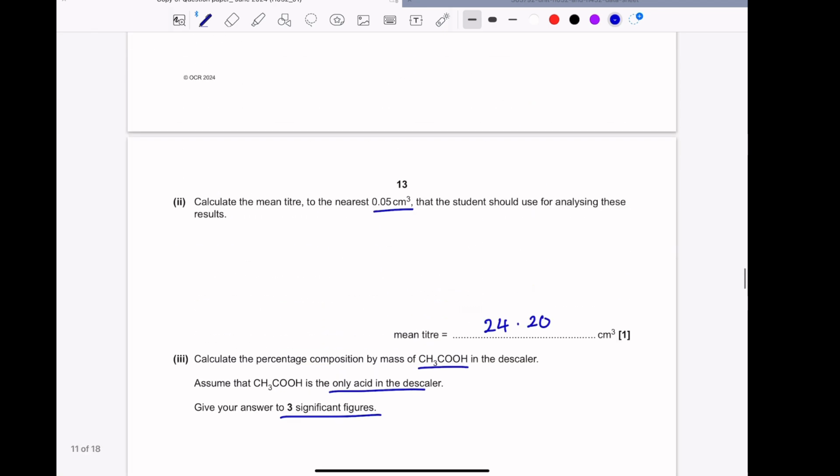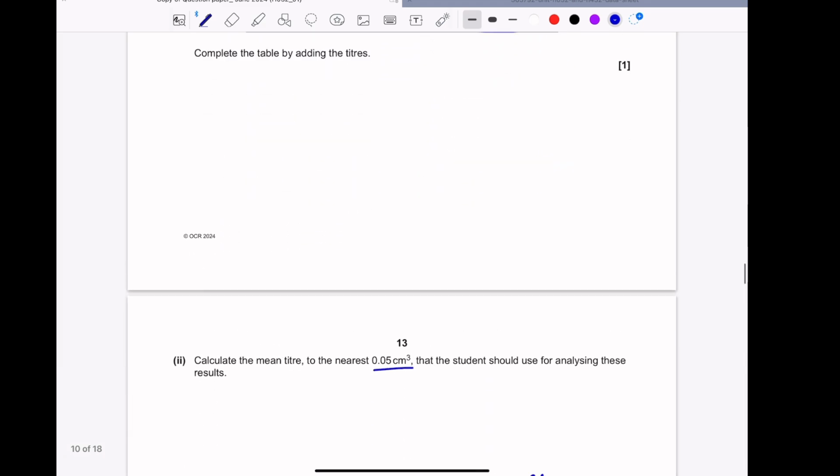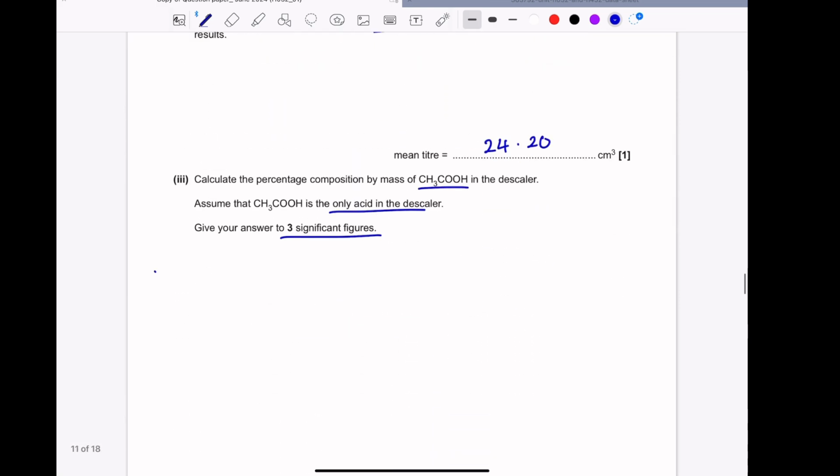Okay, so looking at the information we have, we've just worked out the mean titre for the sodium carbonate, and we know the concentration of it, which means that we can calculate its moles. So moles of sodium carbonate would be equal to 0.2, which was its concentration, multiplied by 24.2, divided by 1,000 to convert that to decimeters cubed, and that is 4.84 times 10 to the negative 3.